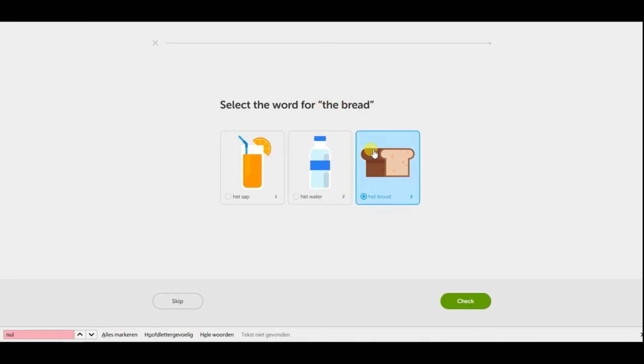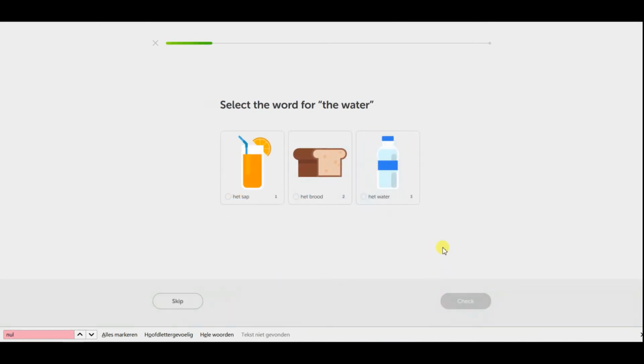Het brood. Het water. Het sap. Sap is juice. It's not that clear from the picture, but that's what it is. By the way, kind of weird looking bread. Het water. Het sap. Het brood.